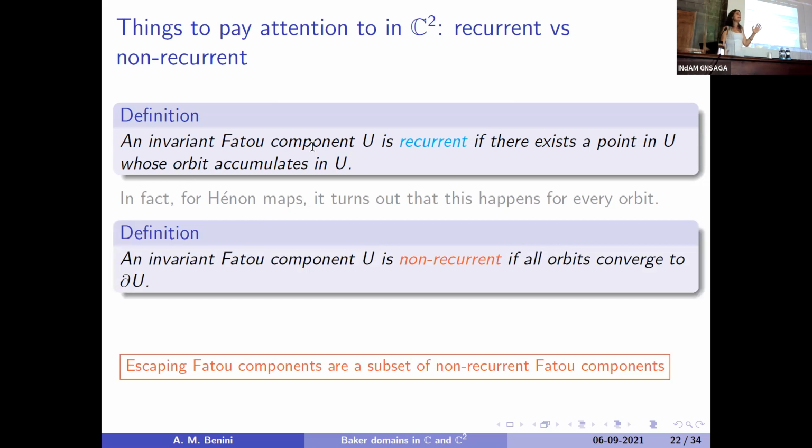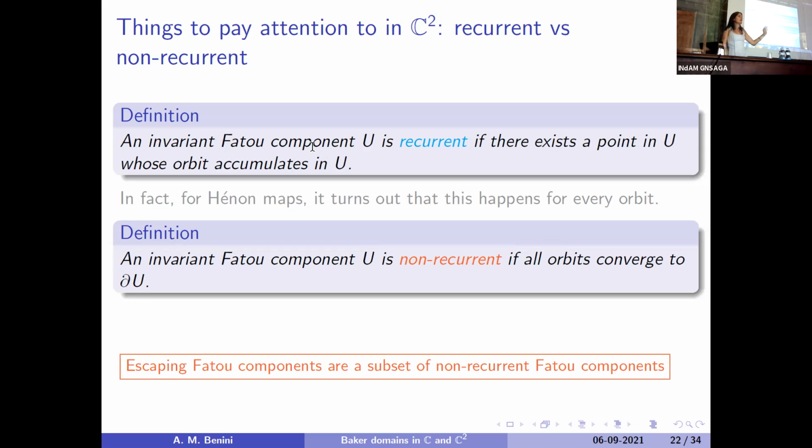Eventually, you can see that there is a dichotomy here. You have your Fatou component, for these two classes of maps, okay? Standing assumption, we are talking about these two classes of maps. Now, there are really two possibilities. Either all limit functions stay inside, or all limit functions converge to the boundary. And of course, our escaping Fatou components are the ones in which you converge to the boundary, and not only that, but also to the line at infinity. So it's a special case of non-recurrent Fatou components.